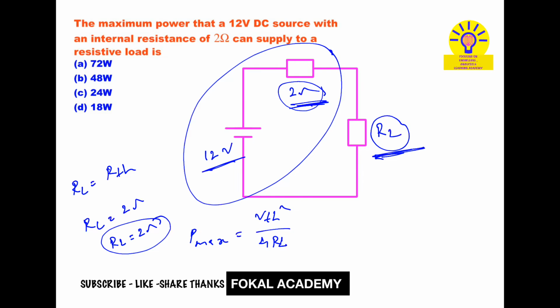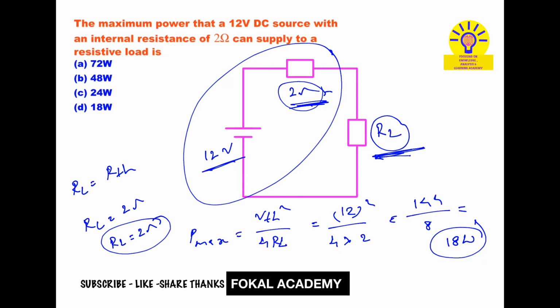Now substitute here 12 square divided by 4 into RL, which is equal to RTH, that is 2. 144 divided by 8 is equal to 18 watts. So whenever the load resistance is equal to the Thevenin resistance, that is 2 ohms, then the maximum power is transferred to the load according to the maximum power transfer theorem. So that is 18 watts for the given circuit. From the options, option D is the correct answer.